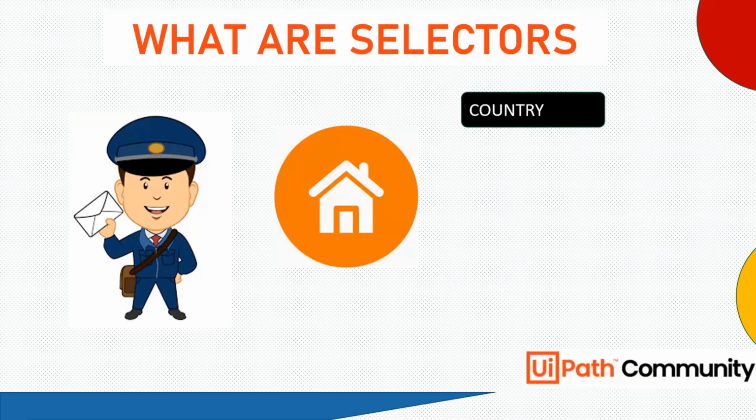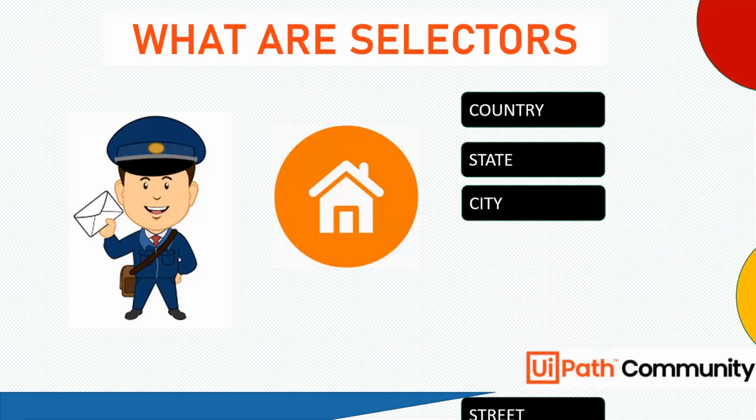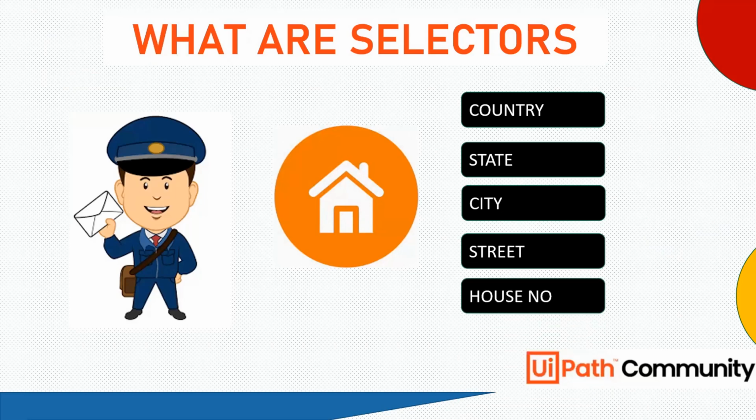So the address is like country, then the state, then the city, then street, and then the house number. Using this address, the postman is able to deliver the letter to the correct house or the correct person, right? Similarly, in UiPath, if I have to instruct UiPath to click on this submit button, or click on this home button, UiPath will ask me what is the address, right?